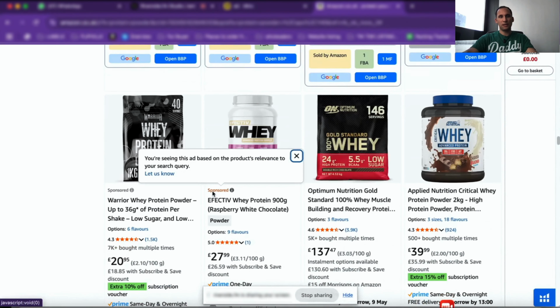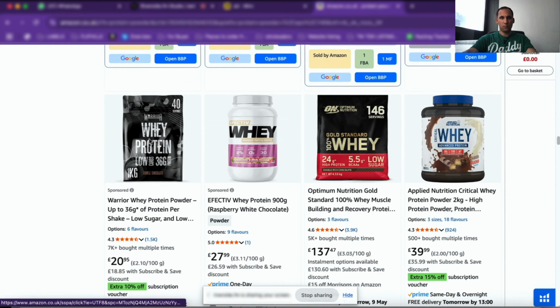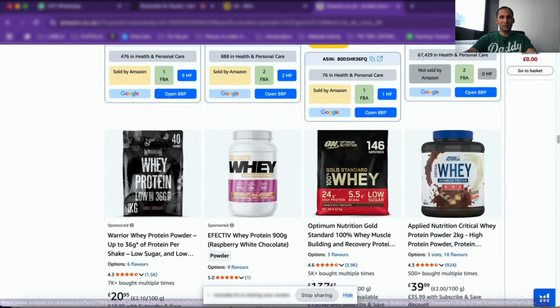Now, another thing you should be thinking is, is this relevant to protein powder? Most of it will be, but some of it won't. That is usually either they're trying to convert someone who's looking for protein powder for something else, or when they were doing PPC, they didn't really optimize it correctly and target the right keywords. So let's actually get into some of these listings.